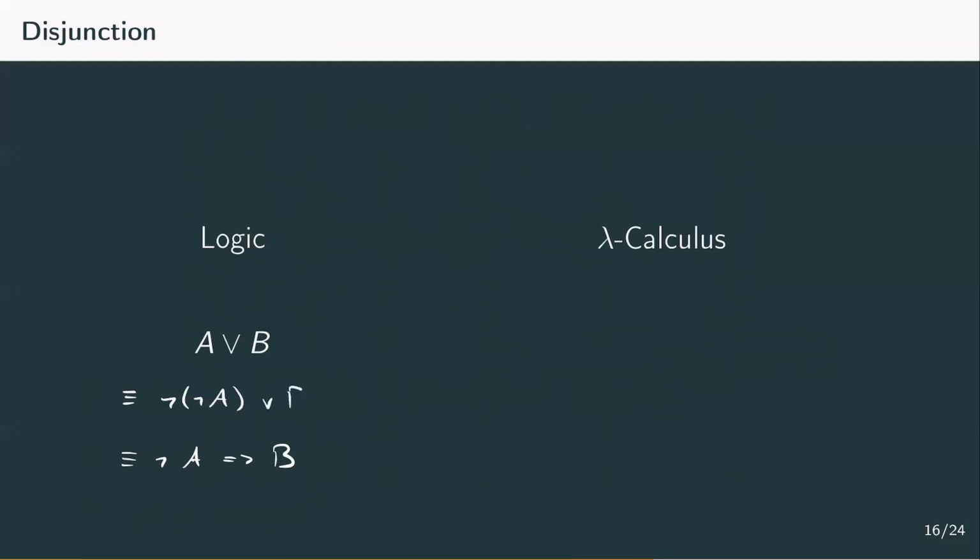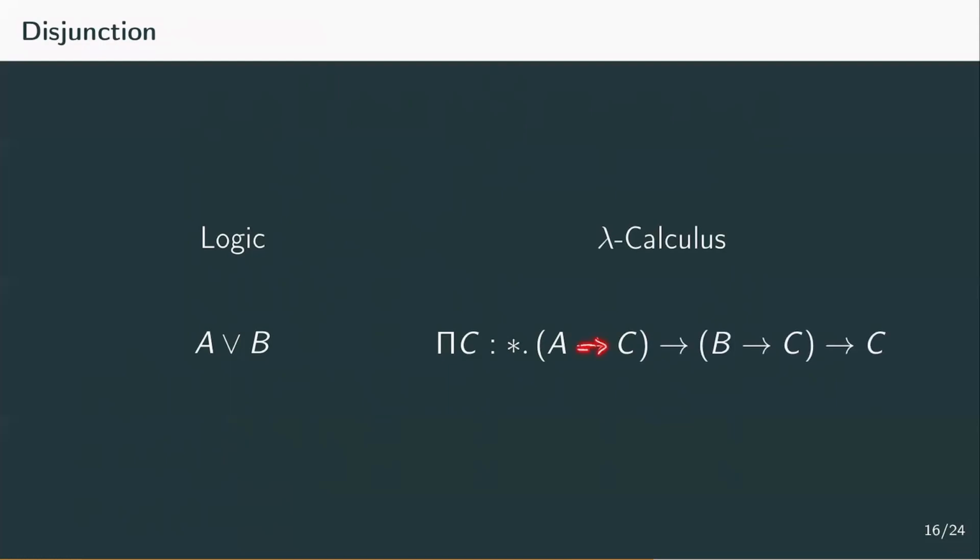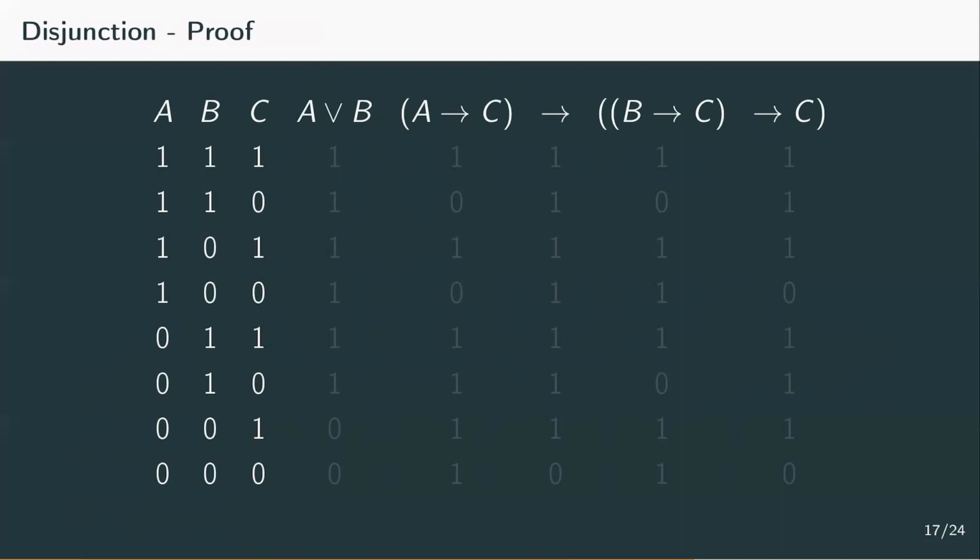A more suited approach is the following formula. For all C, A implies C implies B implies C implies C. Let's once again convince ourselves with a truth table. First, we fill out the columns of A, B, and C. Then, A or B is only zero if both A and B are false. Next up, we have the implications A implies C and B implies C. Feel free to check these truth values by yourself. B implies C is only zero on these two lines.